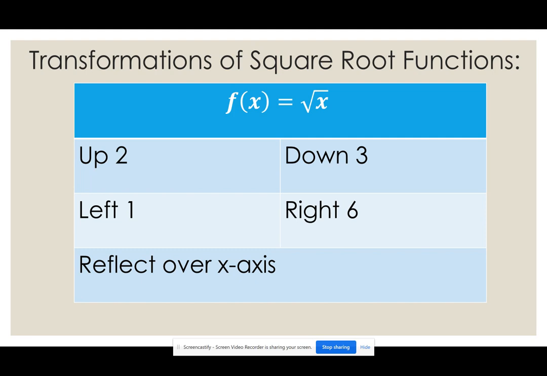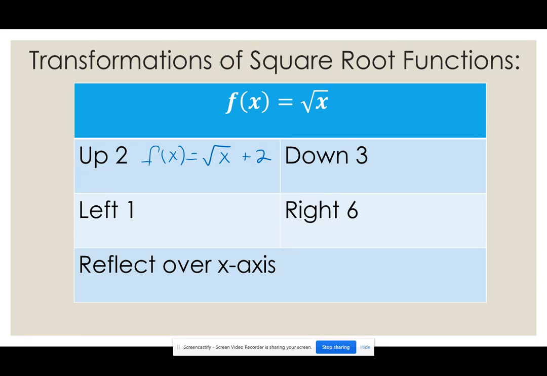It's the same thing. So if I want to move this up 2 units, all I have to do is add 2 to the end of my function. So I can say f of x equals the square root of x plus 2. So notice how the plus 2 is at the end. It's outside of the radical. That's going to shift everything up 2 units.